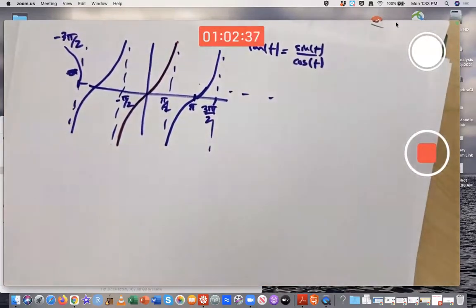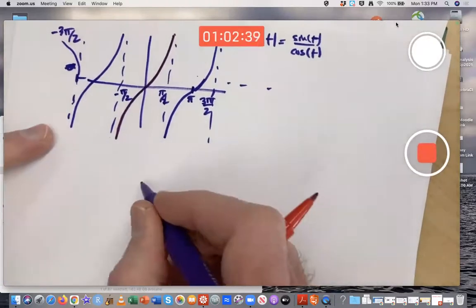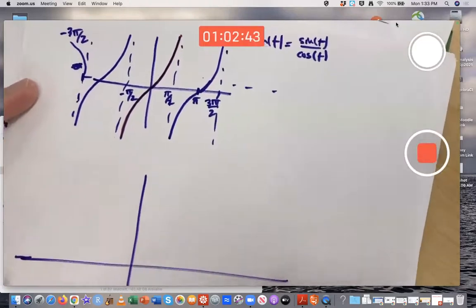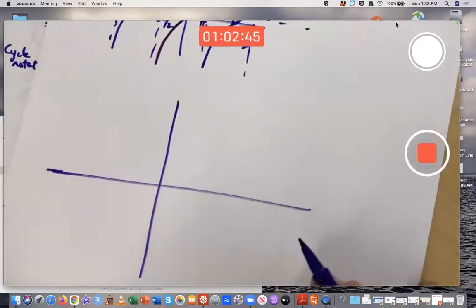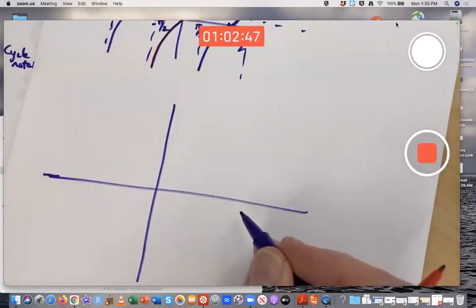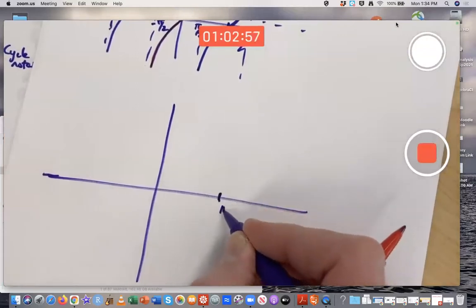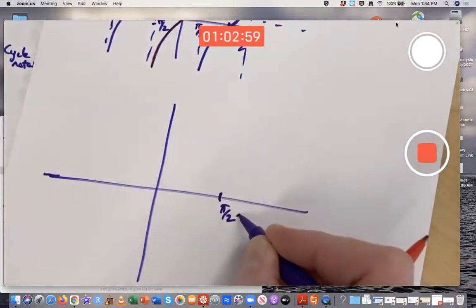Let's redraw it down here. Let me try to make this somewhat accurate here. I'm going to try to make the scales and the axes the same. Pi over 2 is about 1.57. About 1.57.